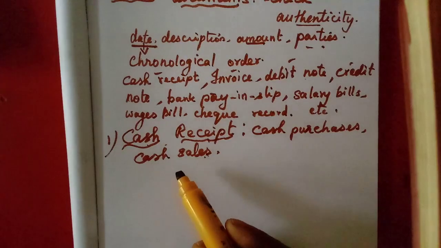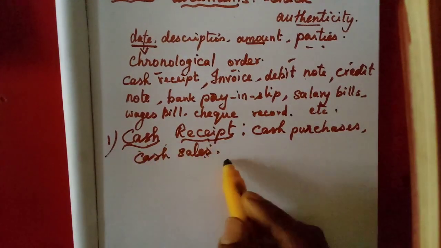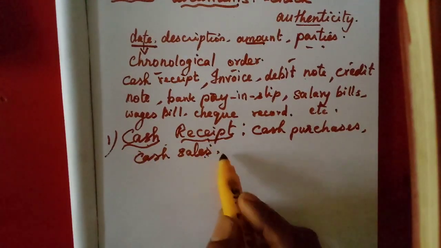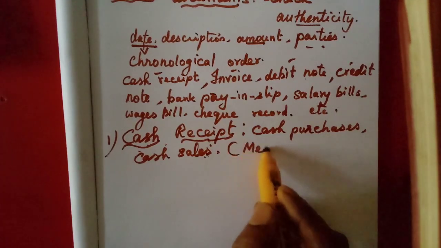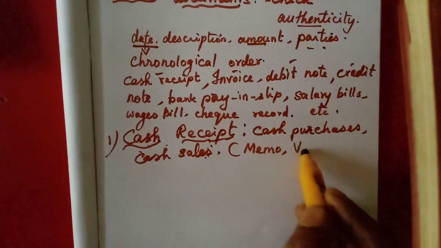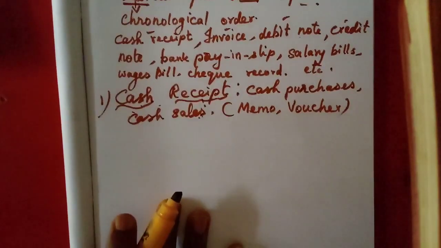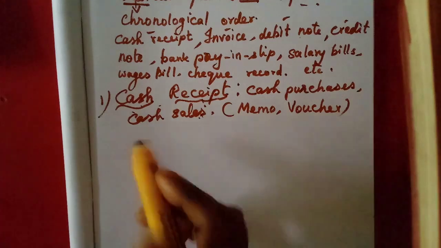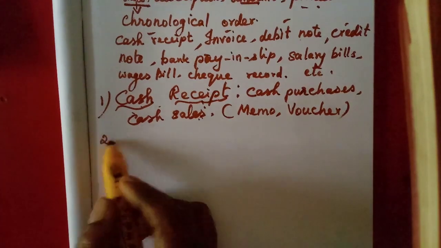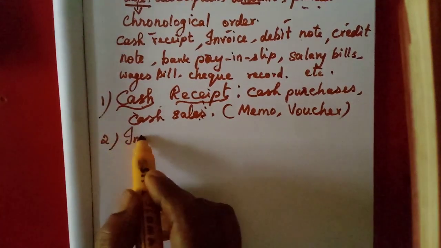Okay, the cash receipt is also called cash memo. It is called cash memo or cash voucher also. Okay, when we receive or issue cash. Now, the second one is invoice.